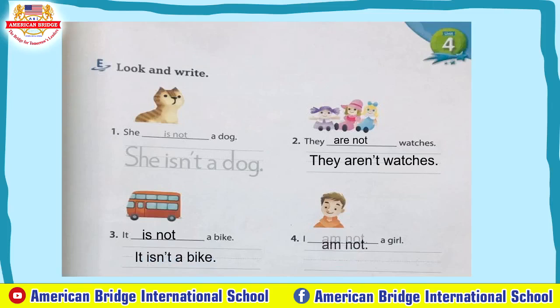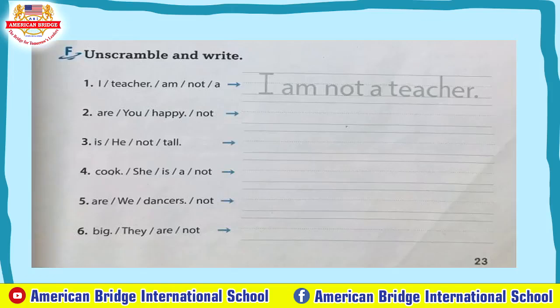I am not a girl. So we need to write it again: I'm not a girl, right? Okay, so now let's move to the next exercise.